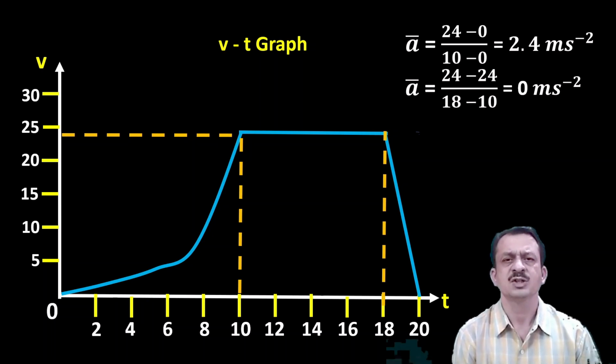Now let me take the last time interval, from the 18th second to the 20th second. Here t1 is equal to 18 and t2 is equal to 20. And v1 is 24 meter per second.